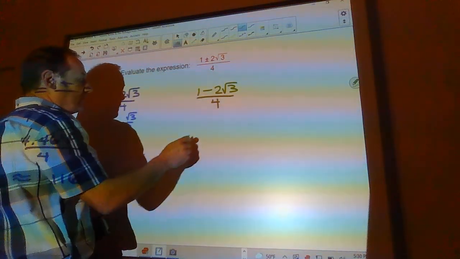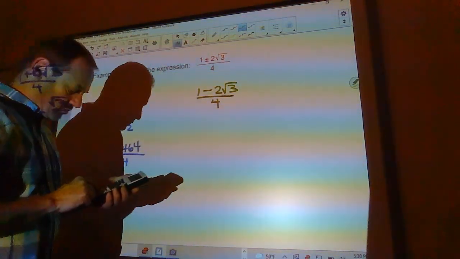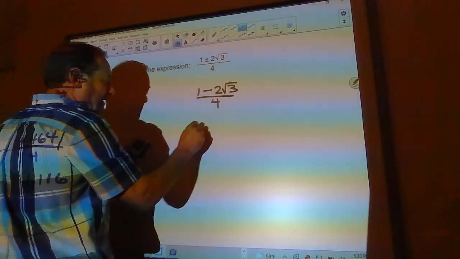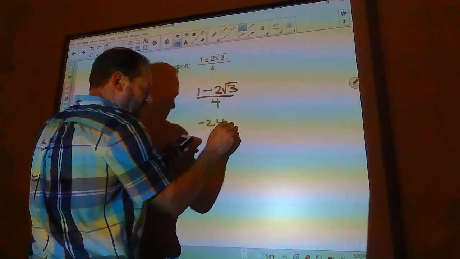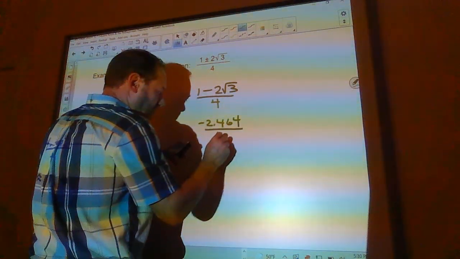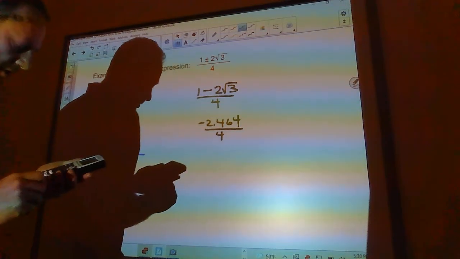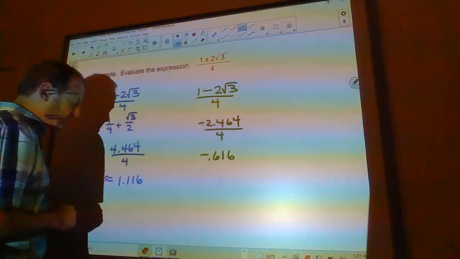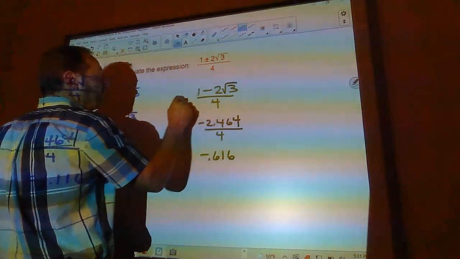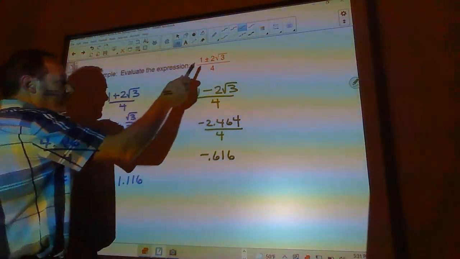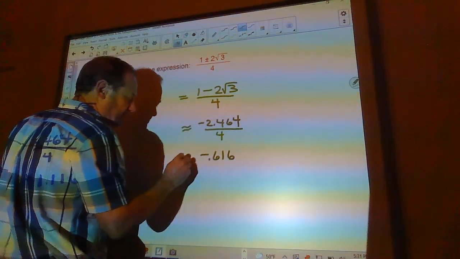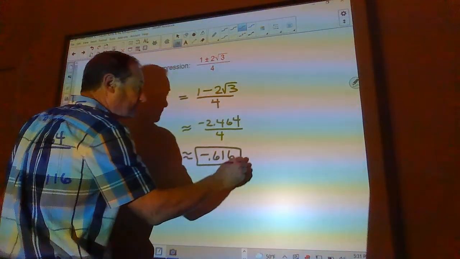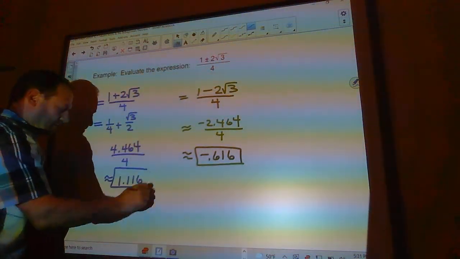Okay, now over here, I'm going to do the 1 minus 2 square root of 3. This is going to be negative 2.464 over 4. So then I would divide that by 4, and I would get negative 0.616. Okay, so again, this is equal to this, and this is approximately equal. So I have my 2 answers, one here and one over here.